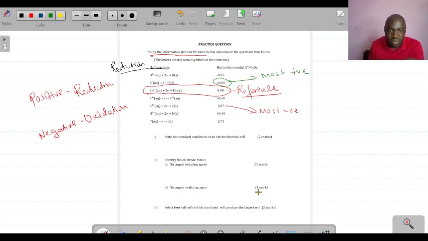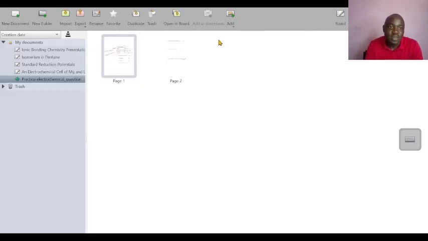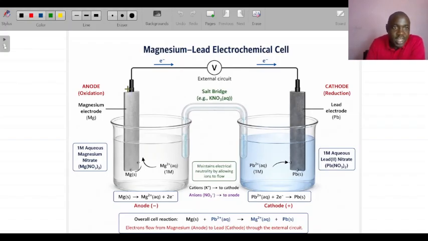Let's go to our first question. It is asking, state the standard conditions of an electrochemical cell. Now, there's something we call an electrochemical cell, and an electrochemical cell is majorly formed when we have two half cells that have been joined together by use of a salt bridge. When the two are connected, and of course we have a voltammeter, then they make what we call an electrochemical cell, which I want us to look at together.